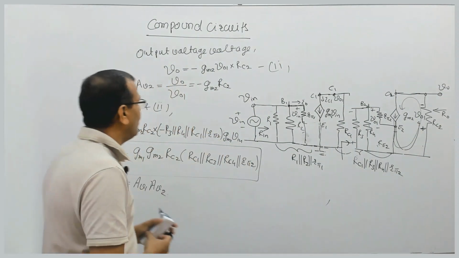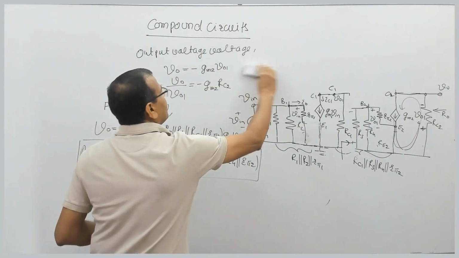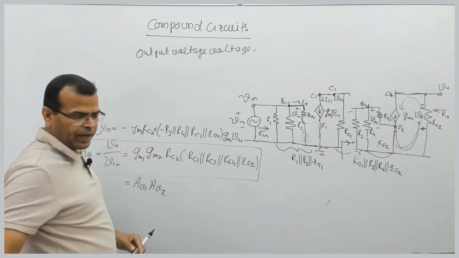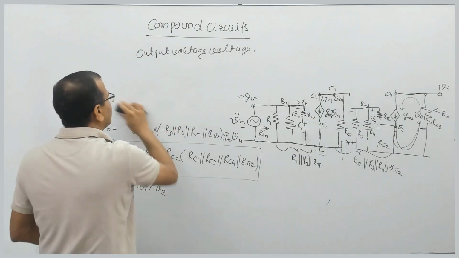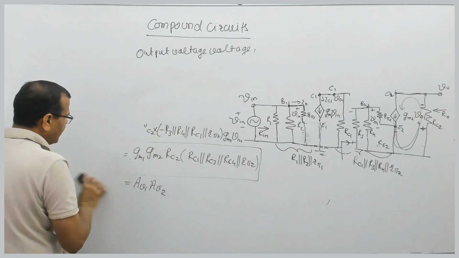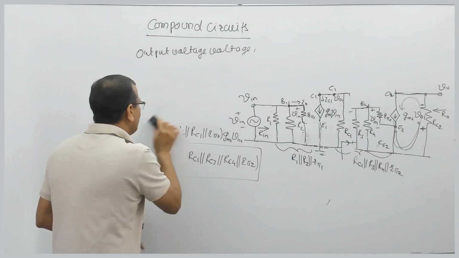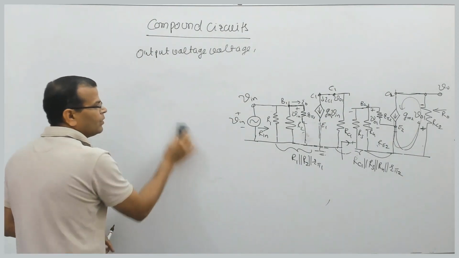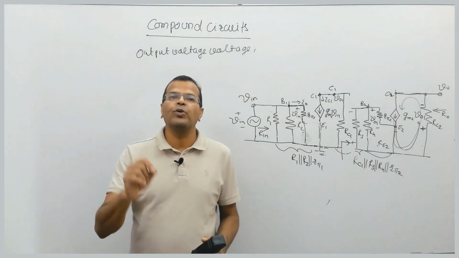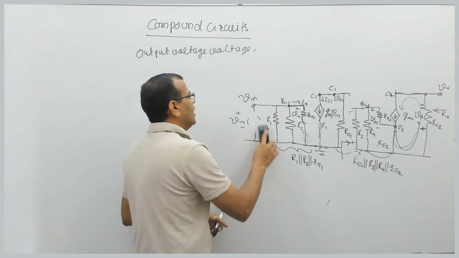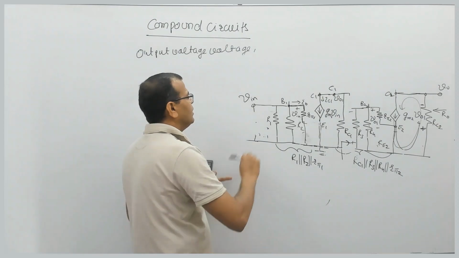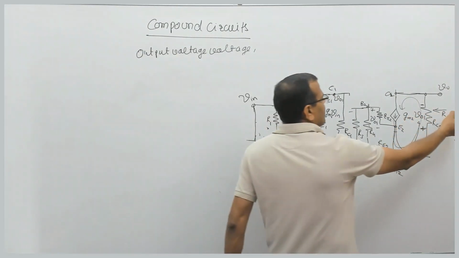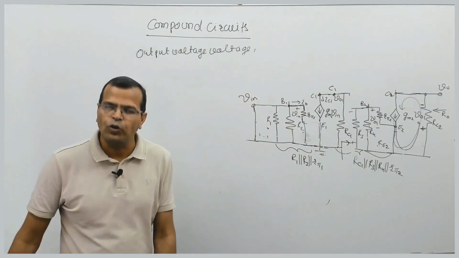Fine. So now let us take output impedance. We need to find the output impedance of this circuit. How do we do it? For finding the output impedance of the circuit, we replace the input source by a short circuit. That is the procedure. And find the resistance seen from the output side.